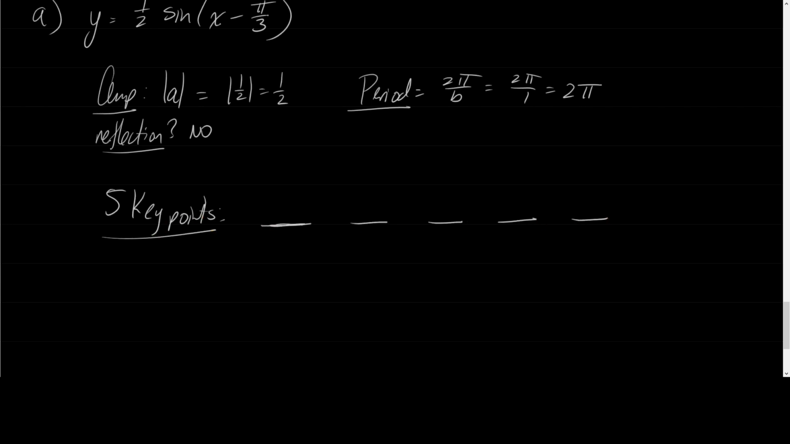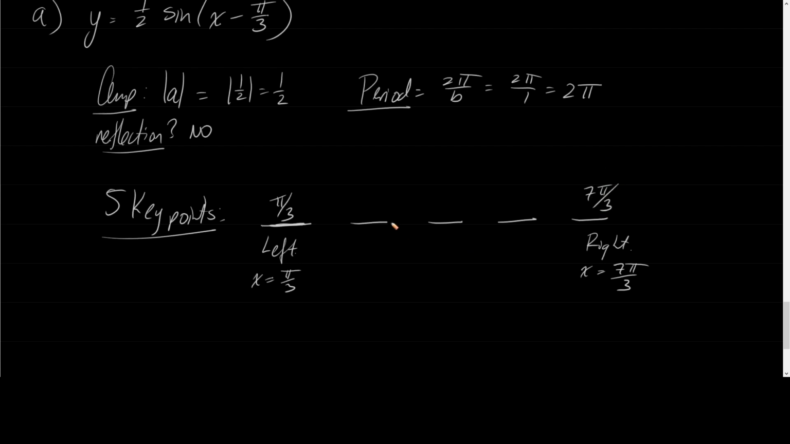In these 5 key points, I'm going to have the left endpoint. So this is the left. Over here is going to be the right endpoint. And we're going to talk about how to go from one point to the other. But the left endpoint was setting the inside equal to 0. So we had x is equal to pi over 3. The right endpoint was setting the inside equal to 2 pi. So x is equal to 7 pi over 3. All right, so this is pi over 3 and 7 pi over 3.